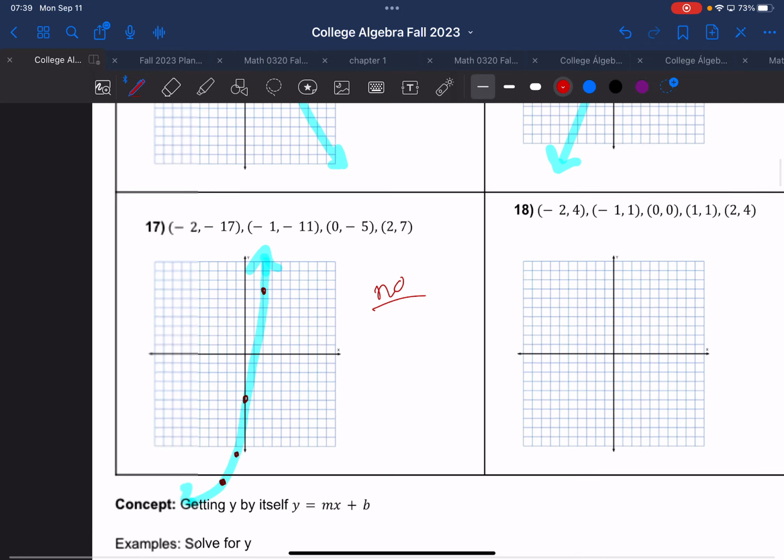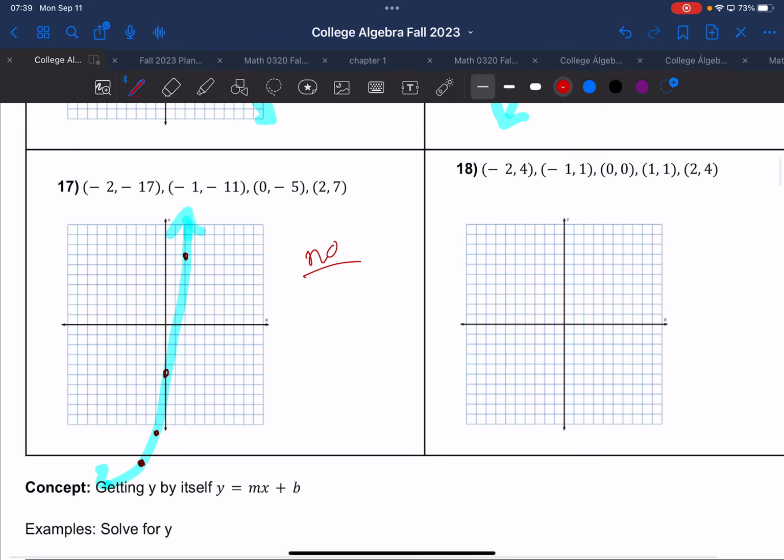I might be getting ahead of myself, but wouldn't there be a formula that can let us know by the numbers if it's linear or not? Correct, and that should be next notes. Yeah. Next couple notes, yeah.